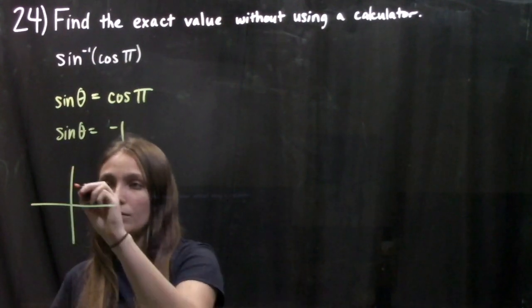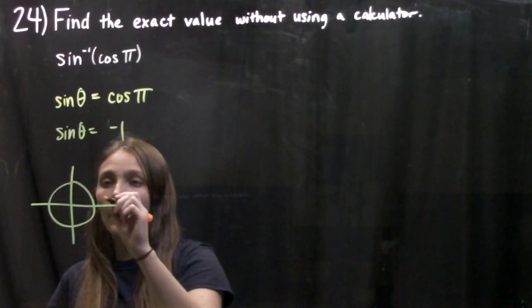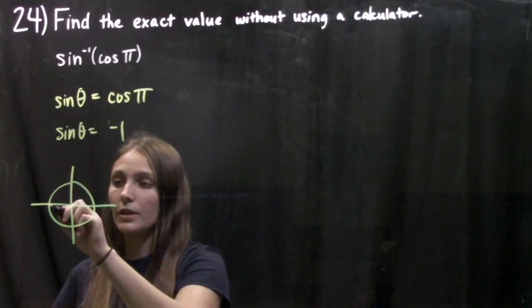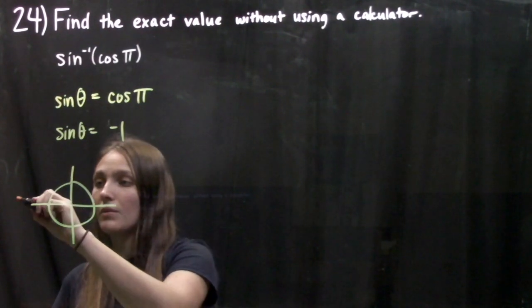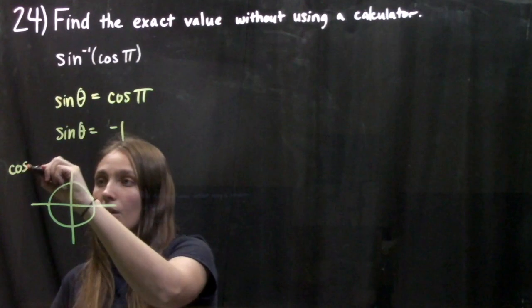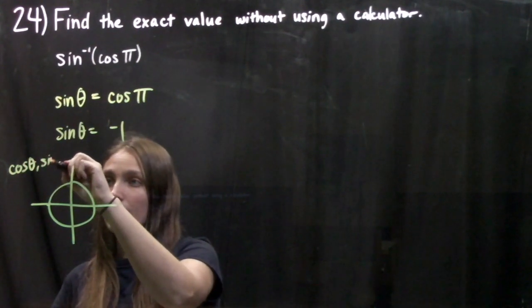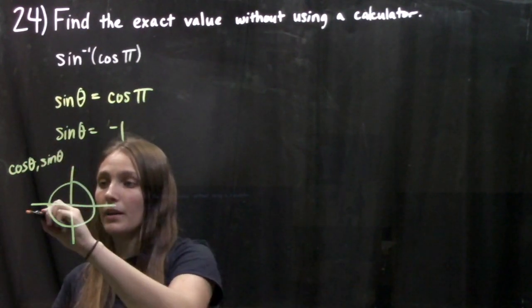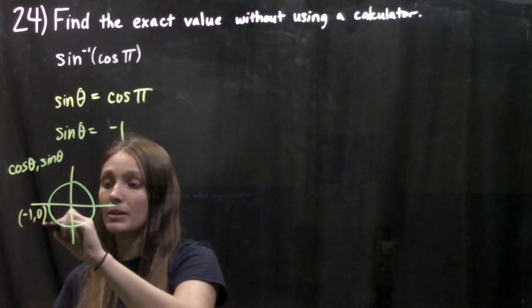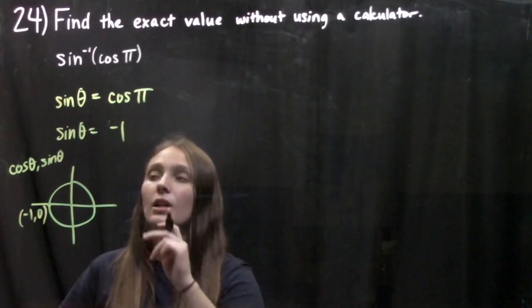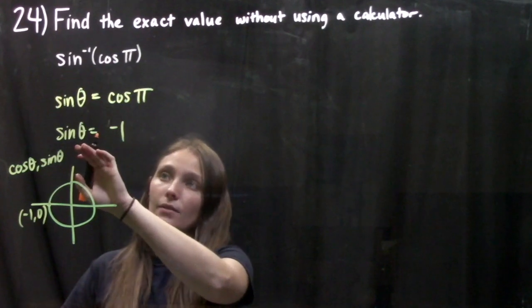So here's our unit circle. And pi is going to be this 180 degrees. And we know that if all of our points on the unit circle are cosine theta comma sine theta, this point right here is -1 comma 0. Cool. So now what we want to do is find out where the sine of theta equals -1.